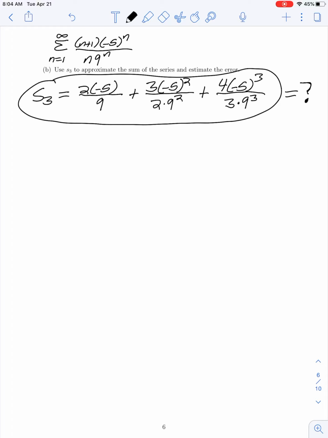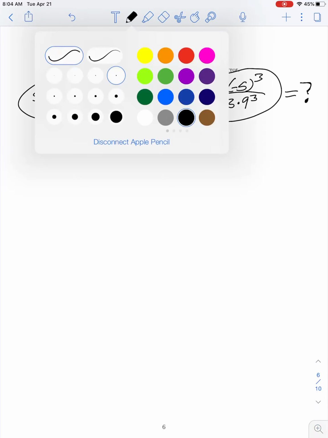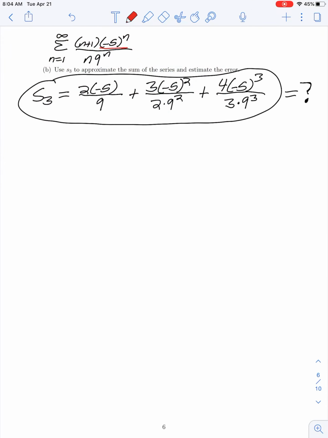And then we're asked to estimate the error in that approximation. So to estimate the error, we need to think about what type of series we have. And in this example, we have an alternating series. This negative 5 to the nth power, we see that for each subsequent value of n, we have an alternating sign, or a sign that's differing from the previous term. So for alternating series, we had a theorem known as the remainder estimate for alternating series. So let's recall what that says.